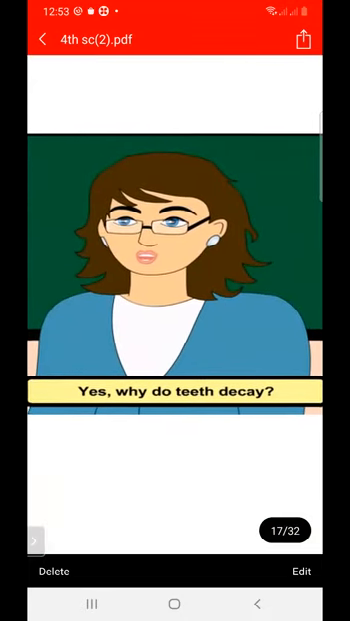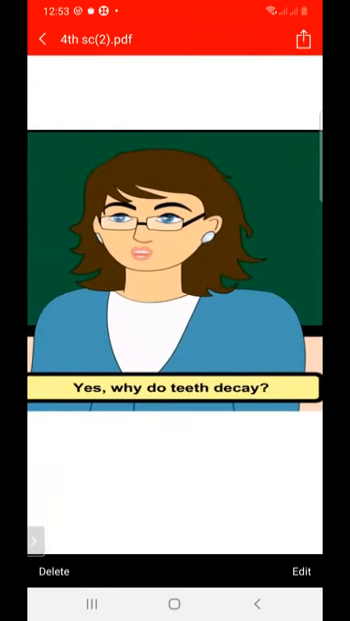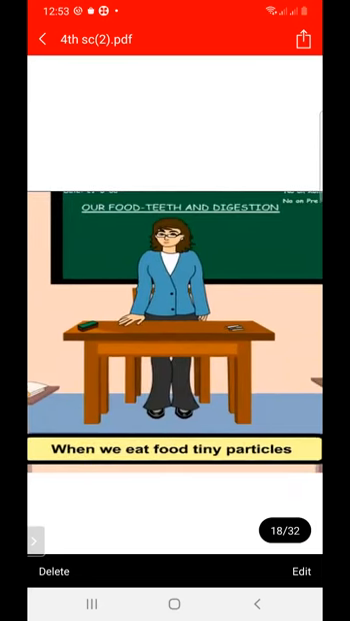And next is, why do teeth decay? You have to remember why tooth decay occurs. This is the picture shown in the figure. She is asking the students why tooth decay occurs if you brush regularly. So she is explaining.